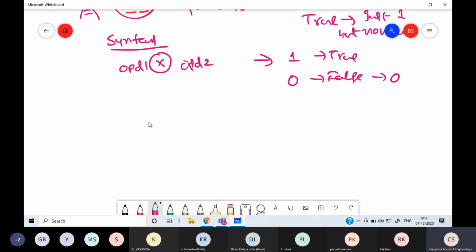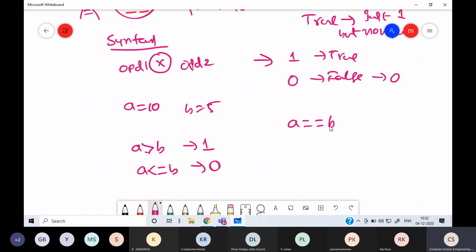For example, suppose A is 10 and B is 5. If I say A greater than B, this will give the result as 1 because it is true. If I say A less than or equals to B, it gives false, 0. If I say A double equals to B, it will give the result as 0 because it is false.